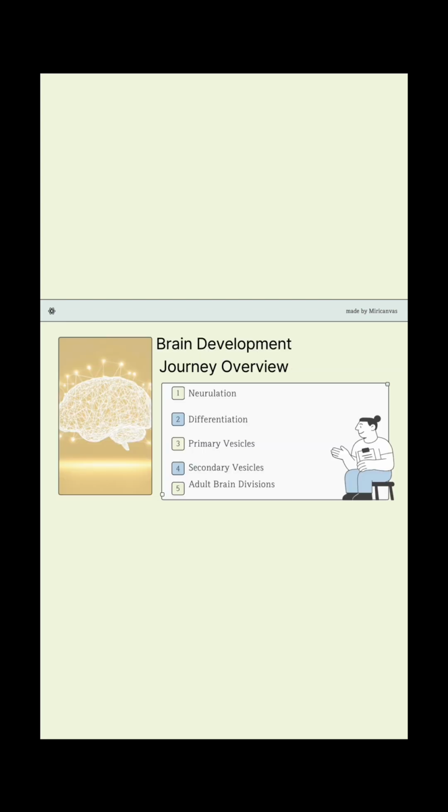Before we dive into individual stages, here's a quick overview of the major steps. First is neurulation, when the tube forms. Second, differentiation, when neural stem cells become neurons and glia. Next is primary vessels. The brain begins to segment into 3 regions. Fourth, secondary vessels. Those 3 regions divide into 5. And last, adult brain divisions. These vessels develop into all major brain structures.